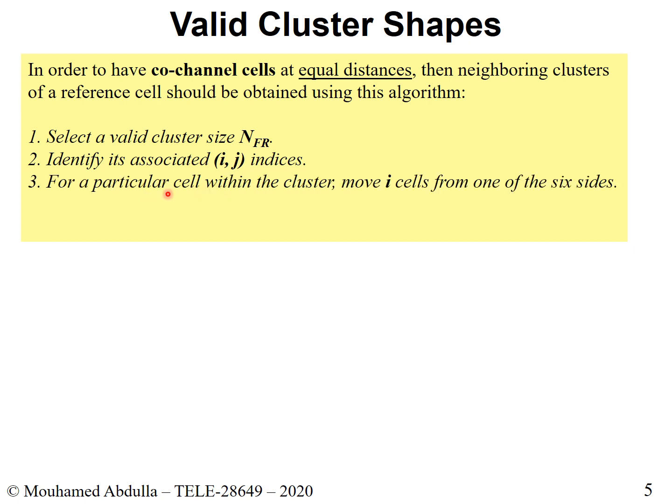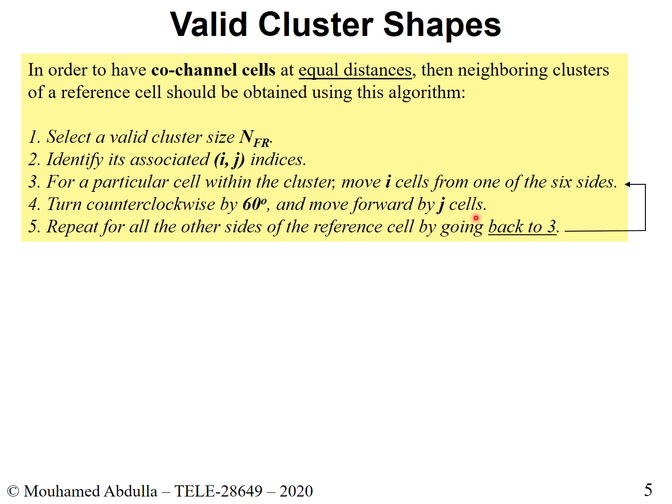Then for a particular cell within the cluster, move I cells from one of the 6 sides. It's a hexagon, so you have 6 sides. You move I cells from that center point, the place where the eNodeB is located, where the antenna is located. Let's say I is 2, then you move 2 cells. Let's say I is 1, you move 1 cell. After that, you turn counterclockwise by 60 degrees, and you move forward by J cells.